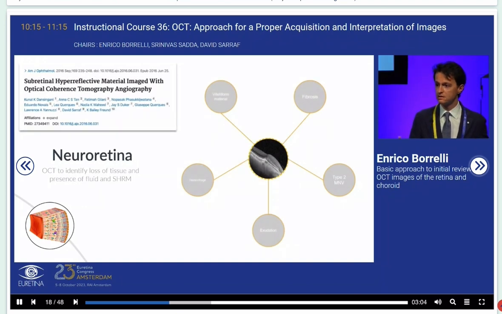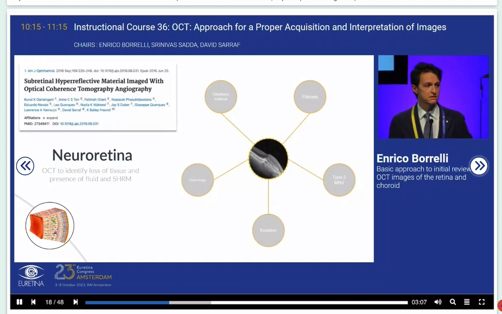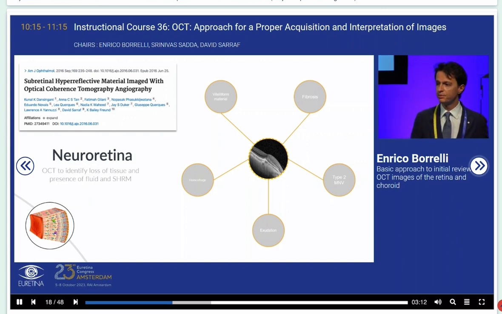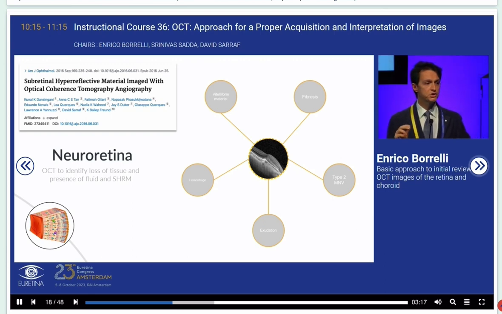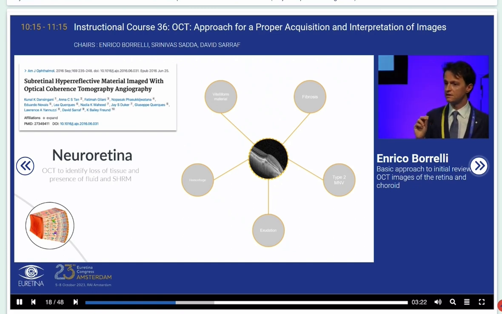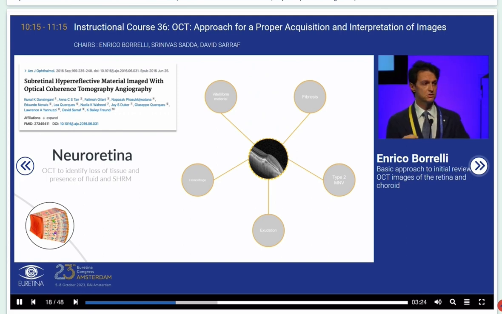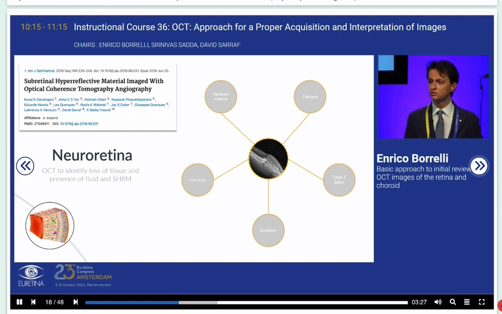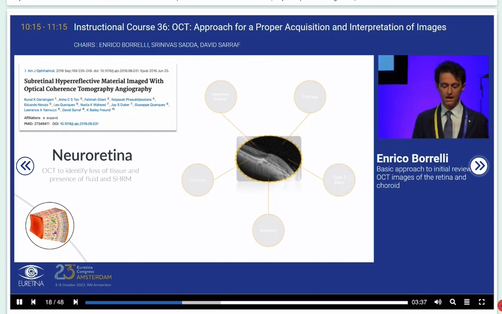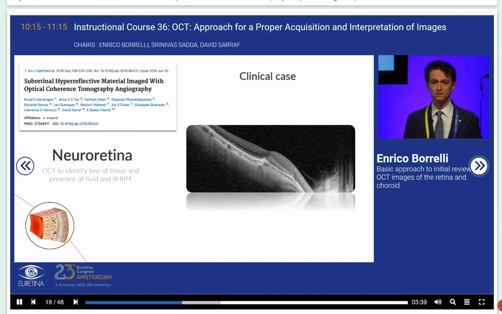After the presence of intraretinal and subretinal fluid, we must look for the presence of subretinal hyperreflective material. It is important to employ a multimodal imaging assessment to better understand which lesion is associated with this OCT finding. The presence of this subretinal material may be associated with hemorrhage, type 2 macular neovascularization, and other types of lesions. So it is important to employ multimodal imaging assessment.